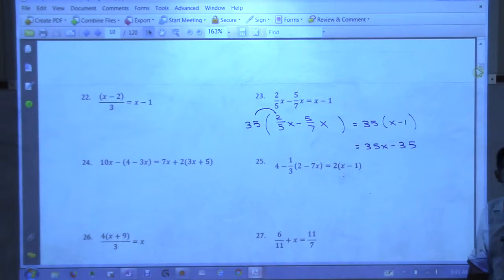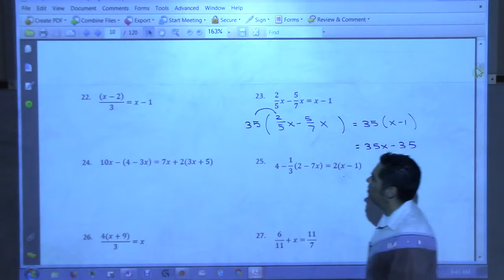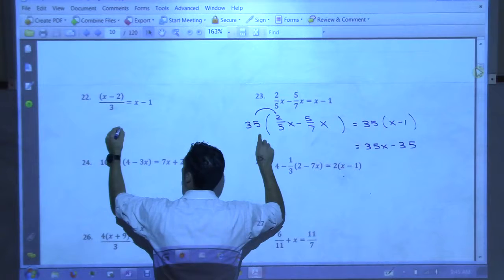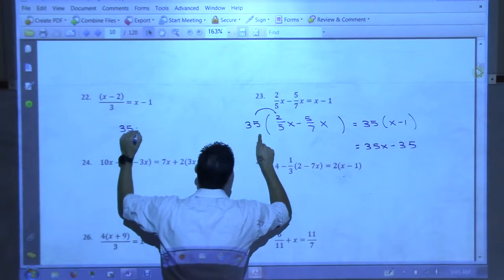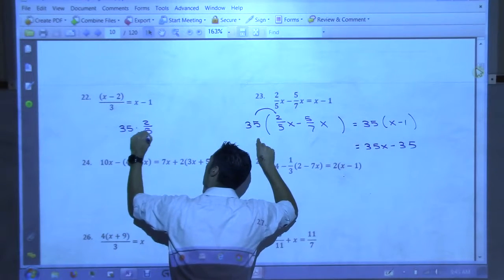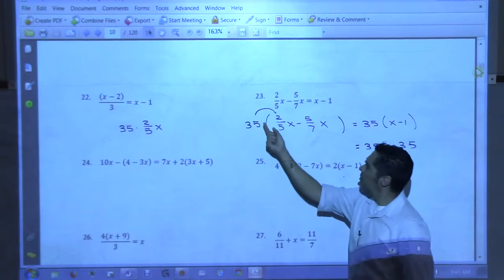Well, I was thinking you cancel the 35, the 5, and then that becomes smaller, so it's easier to multiply. Okay. So, let me write it down on the side here. We're trying to do 35 times 2 over 5x, right? That's the multiplication we're doing here?